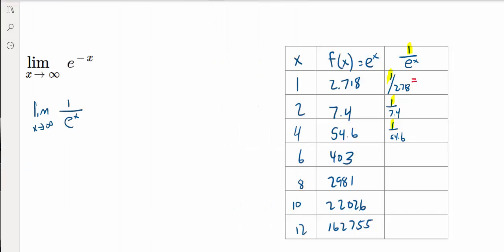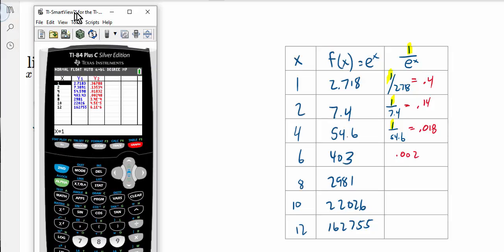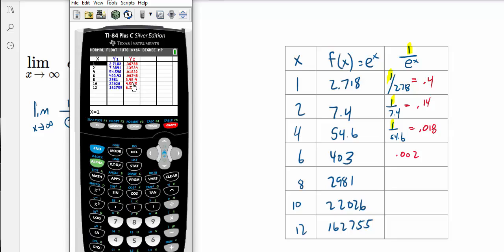Rounding the values, this was about 0.4, this was about 0.14, this was about 0.018, 0.002, and then when you plug in x equals 8, the number gets so small that the calculator starts expressing it in scientific notation. Notice that it says 3.4 e negative 4.